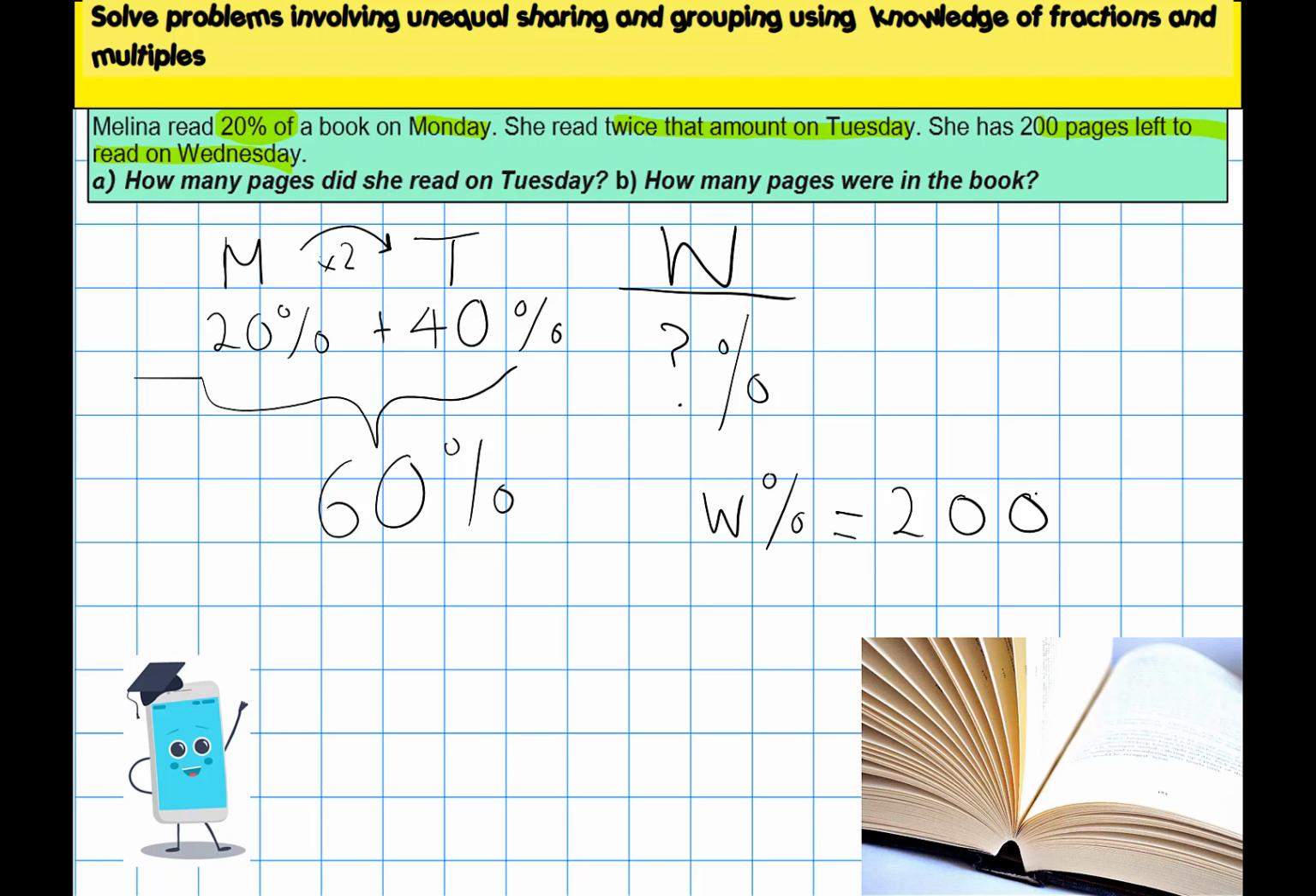Once you've figured that out, you can work backwards to compare this percentage to the 40% on Tuesday, and also to figure out how many pages were in the book altogether, which would be 100%. Now pause and give it a go. If you're really not sure, I'm going to talk through this bit now with you.